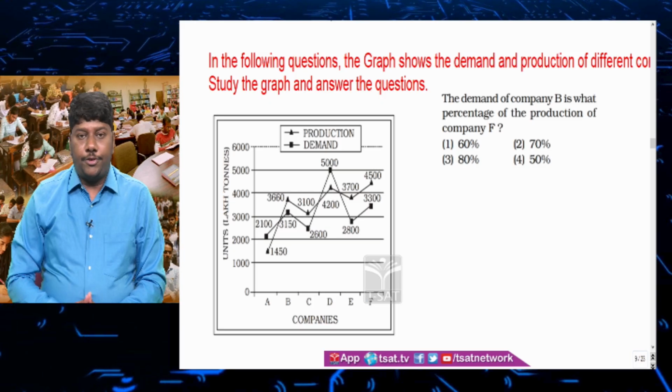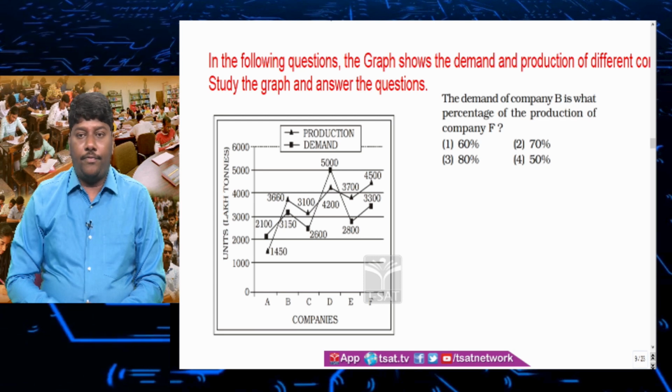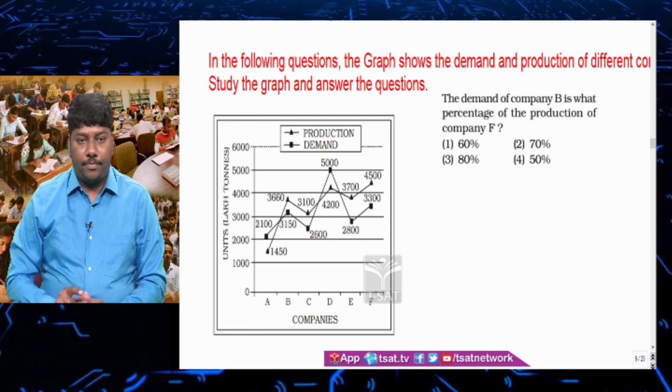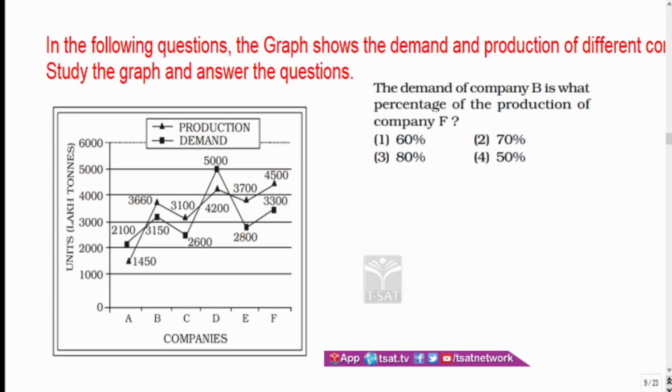In the following questions, the graph shows the demand and the production of different companies. Study the graph and answer the questions. Look at the companies A, B, C, D, E, F. There are 6 companies given on the x-axis. On the y-axis, units in lakh tons, 1000, 2000, 3000, 4000, 5000 and 6000 are given. The production is represented by a triangle symbol and the demand is represented by a square symbol there.